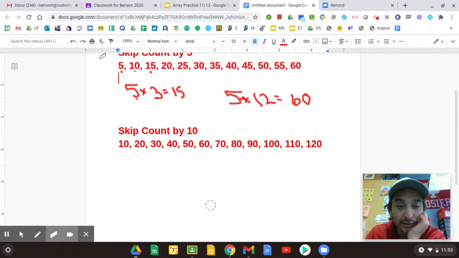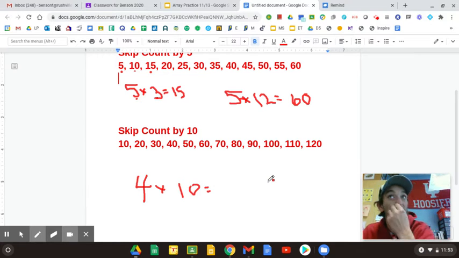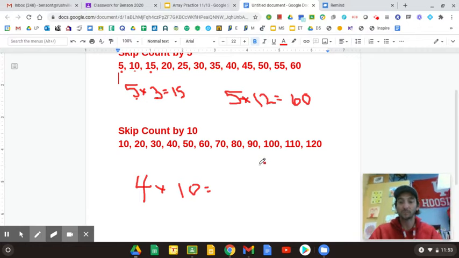Another way you can think about it is skip counting, just like we did up above. So let's say I have 4 times 10. Okay, skip counting by 10, something you've worked on, again, since first grade. So it's going to be pretty simple. So I'm going by 10s, skip count by 10s 4 times. 10, 20, 30, 40. Got to 4, so my answer is 40.